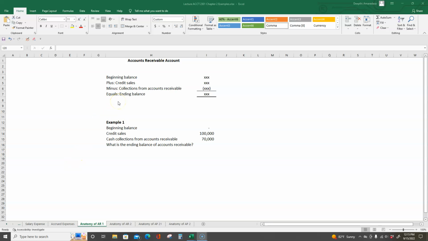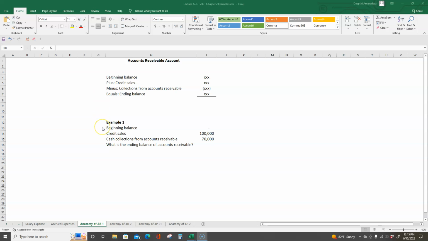The accounts receivable account has a beginning balance. To that beginning balance, you add any credit sales that occurred during the period. Then you subtract any collections from customers for accounts receivable during the period, and that gives you the ending balance of accounts receivable.